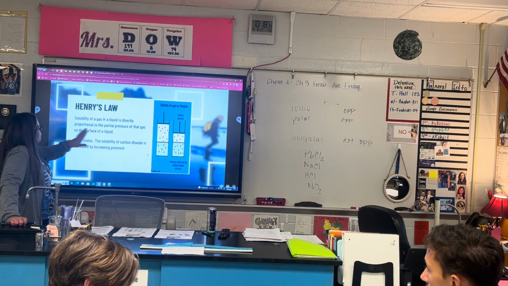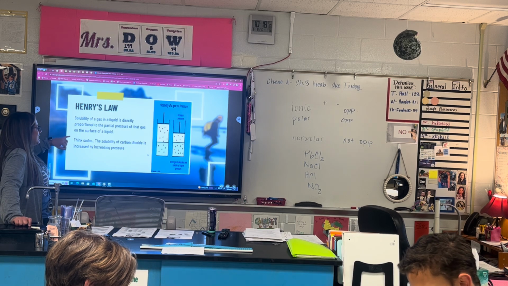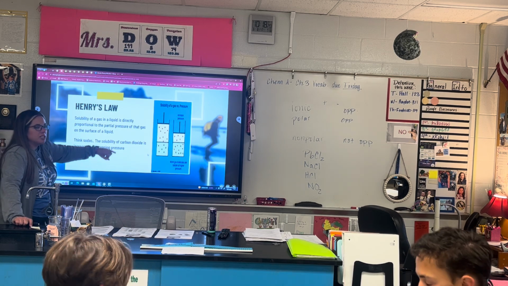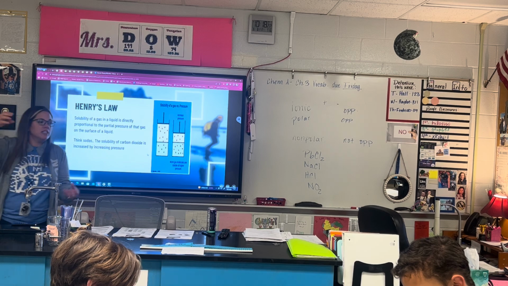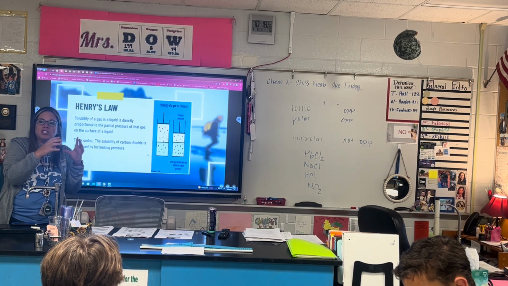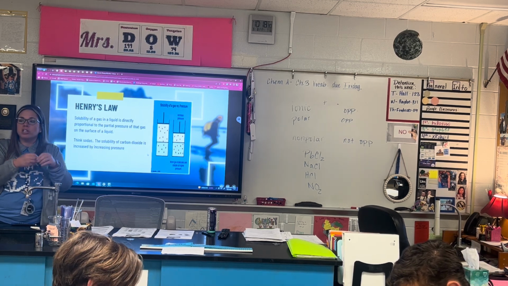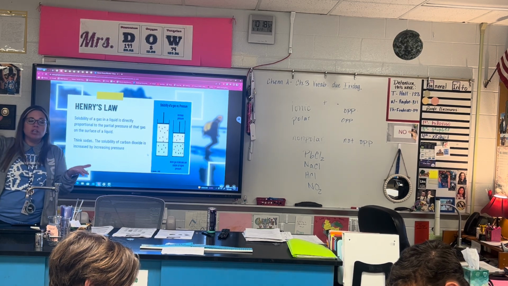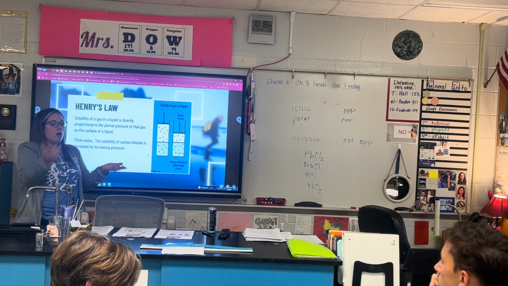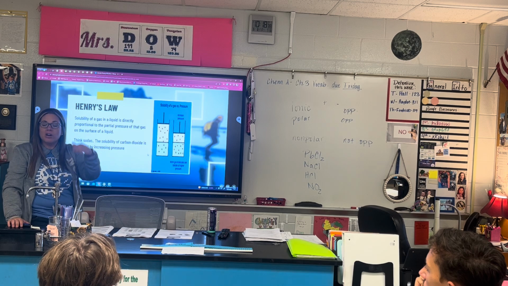So the solubility of a gas in a liquid is directly proportional to the partial pressure of the gas on the surface. So think sodas. The solubility of carbon dioxide is increased by increasing pressure, because once you increase that pressure, your particles start moving more. They come into contact more with the solvent, so more particles are gonna dissolve. So the more you increase pressure, the more soluble, or the higher the concentration you're gonna have.